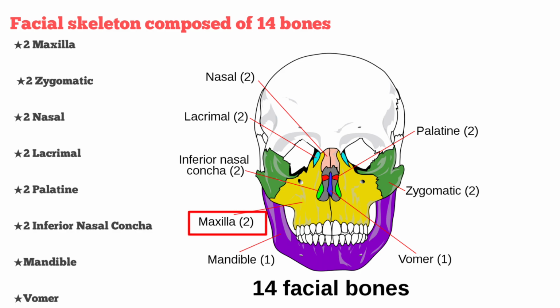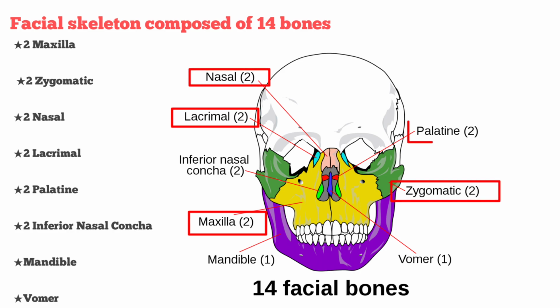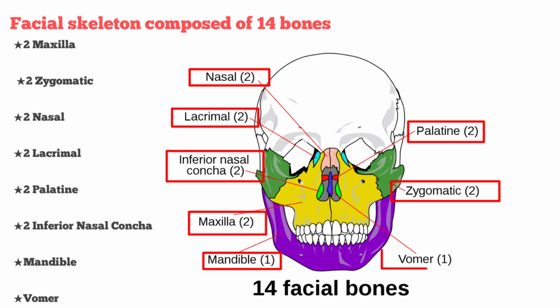The facial bones are: 2 maxilla, 2 zygomatic, 2 nasal, 2 lacrimal, 2 palatine, 2 inferior nasal concha, mandible, and vomer.